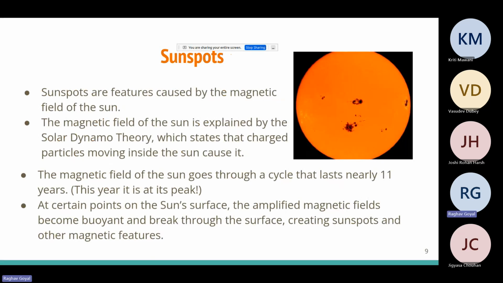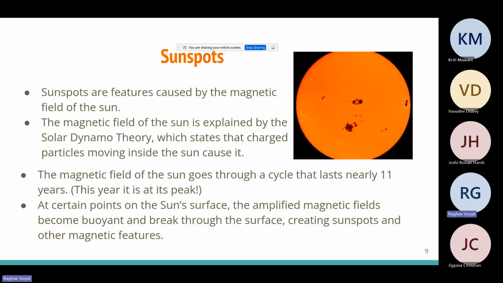So starting off, sunspots are features caused by the magnetic field of the sun. The magnetism of the sun is a huge physical effect which causes much of the phenomena that we see. As a matter of fact, the heliosphere that I talked about in the first or second slide is also a consequence of the magnetic field of the sun. The magnetic field of the sun is explained by the solar dynamo theory, which I just mentioned in the last slide. You have interesting visuals in the module that partially tell you how it works.